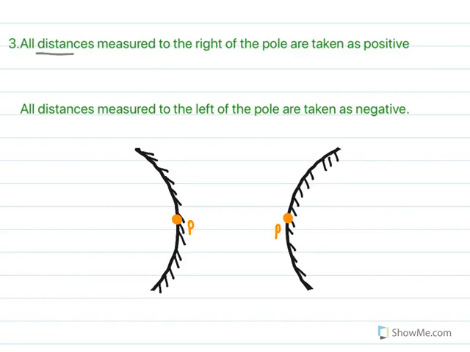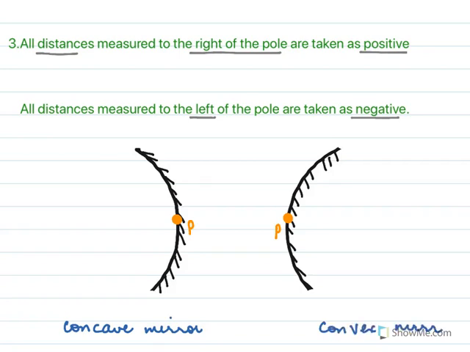The next convention: all distances measured to the right of the pole are taken as positive, and the distances measured to the left of the pole are taken as negative. So again, here we have the two mirrors, this is the concave and convex. Here we have the left and the right. This is the left and this is the right.